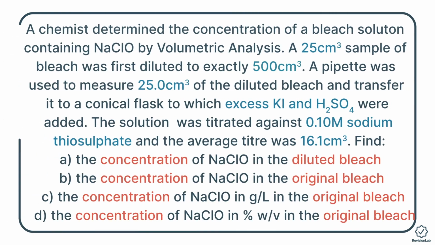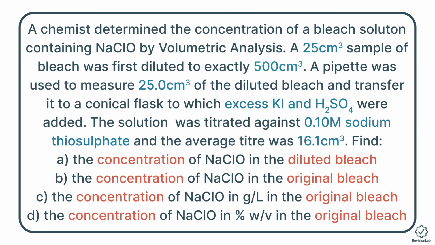We are going to take a look at a question on this experiment adapted from 2011. The first thing to note is the dilution factor we just described. Here, 25 centimeters cubed is diluted to 500 centimeters cubed, which if you divide 500 by 25 gives us a 1 in 20 dilution factor. After excess acid and iodide ions are added to give us our iodine solution, it is titrated against a 0.1 molar thiosulfate solution, and we have an average titer of 16.1 centimeters cubed.